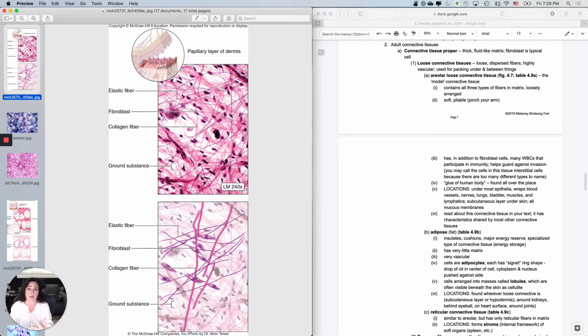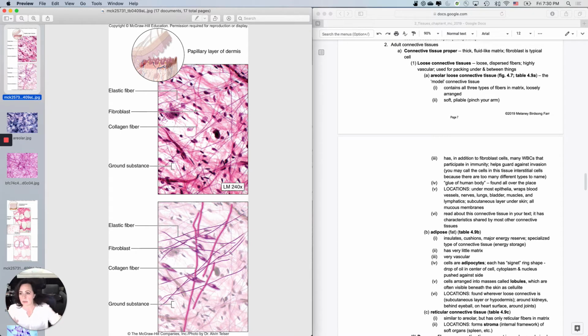This is really the glue of the human body. If you can't figure out what to put between, for instance, an epithelium and a muscle, it's usually this one, not always, but usually. It's found all over the place. It's found under most of your epithelial tissues. It wraps under the epithelial tissues in your blood vessels. It's between two things as packing material. It's around your nerves. It's around your bladder, between your layers of muscle, your lymphatic system. It's the subcutaneous layer under your skin. Under all of your mucous membranes, you're going to find this one.